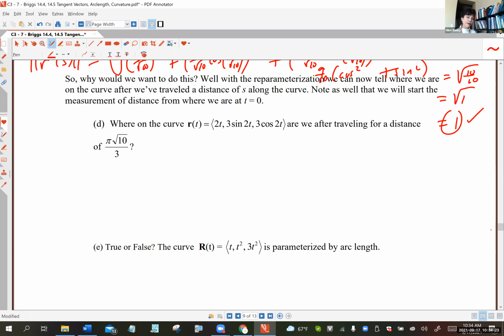Once you parameterize your curve using arc length, you can travel a distance of s along a curve and then figure out some things from there. So where on the curve, and this is the original curve, are we after traveling a distance of pi square root of 10 over 3. Now this is an s, this is an arc length.